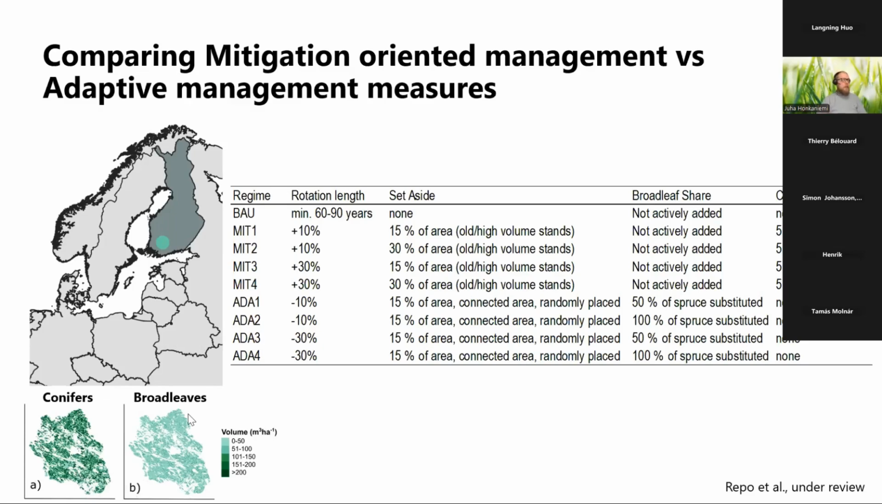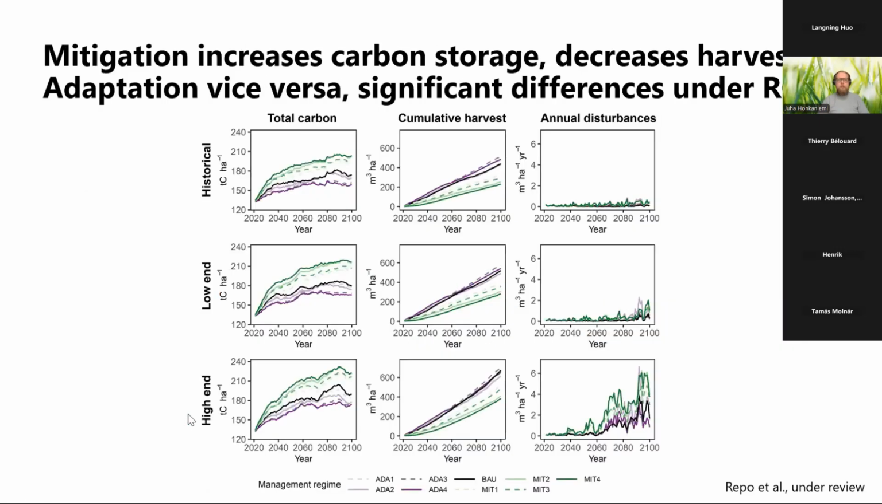So to compare the mitigation and adaptation scenarios, how that affected different ecosystem services. Well, the mitigation management increases the carbon storage, but as you can see here on the left, again, on the rows, historical climate, low-end climate, and high-end climate. Then the first column is total carbon in the landscape. And you can see here that the green ones are the mitigation management, and the purple ones are the adaptation management.